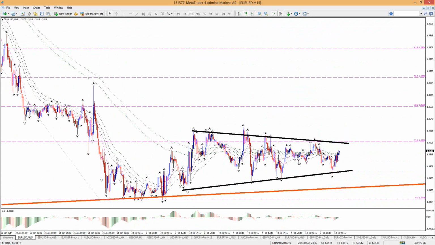Also, be careful of the euro dollar. I wouldn't do that because look out for the euro dollar. It too is close to the top of this triangle. That could easily be a resistance spot.